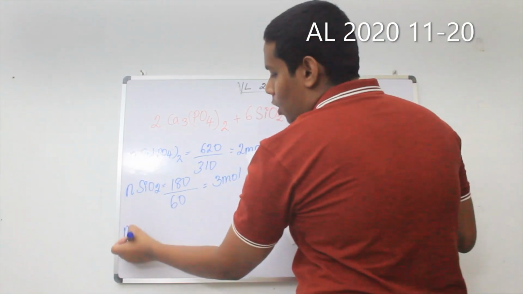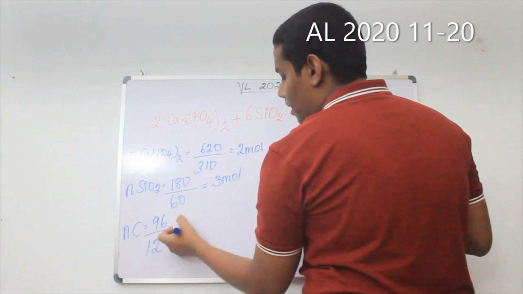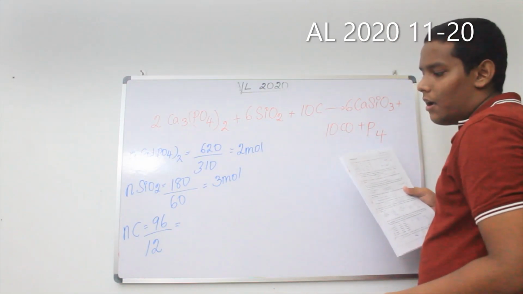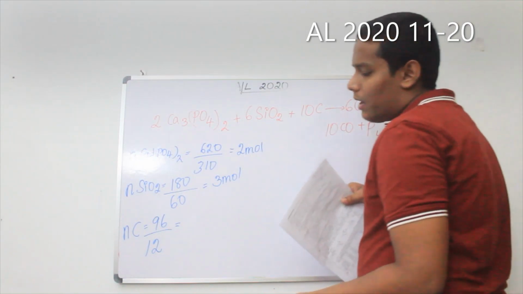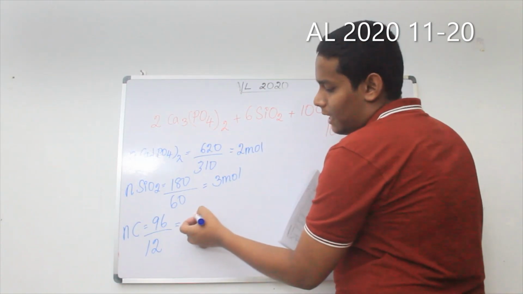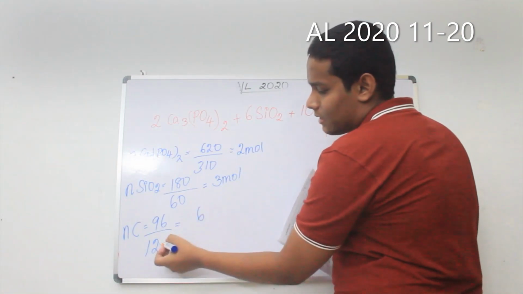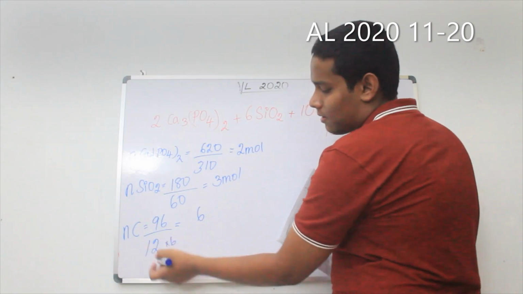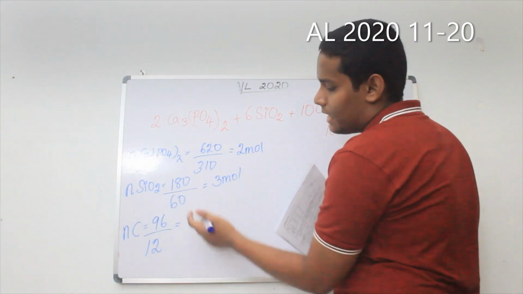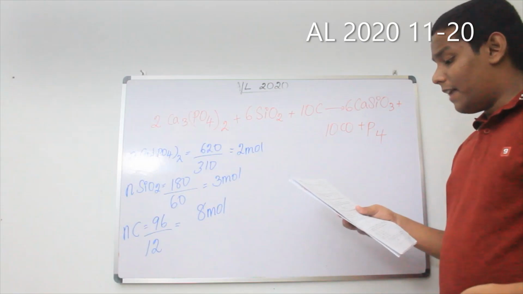Then number of moles of carbon, 96 divided by 12. If you divide this, you will get roughly 6, no? Then you have to, I think, go with 8 moles. 8 moles. Now we have to find the limiting factor.